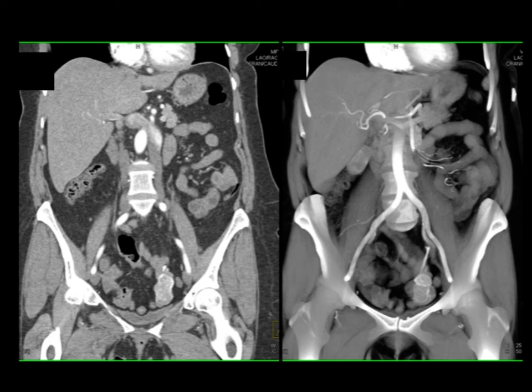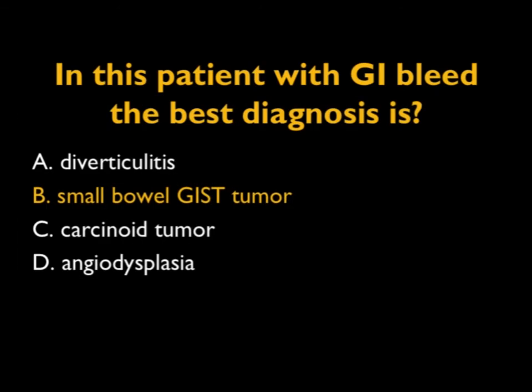The fact is this could be a carcinoid tumor, but because it's exophytic, I'll go with a small bowel GIST tumor. This was indeed a small bowel GIST tumor. Remember, we've had several lectures recently that have discussed GI bleeding and that small bowel tumors, particularly GIST tumors, can be the cause of small bowel bleeding. Just a very nice example.